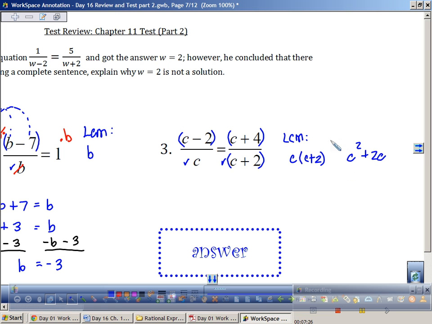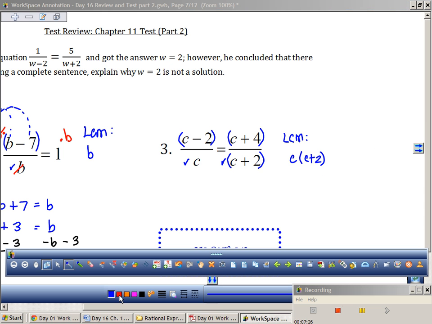Now, the reason why you don't multiply this out and make it c squared plus 2c is because that's not going to help you. We're trying to get rid of denominators here. If I multiply both sides of this by c squared plus 2c, does that help me clear that denominator? No. So you don't need to multiply it. You just leave it like this.